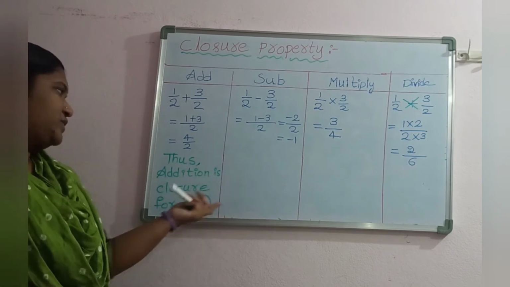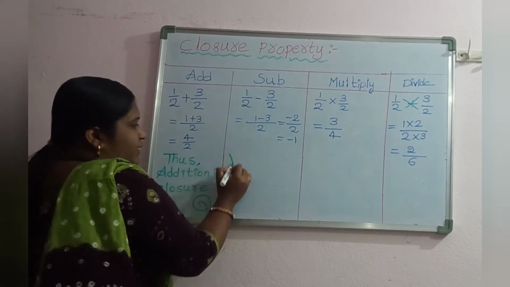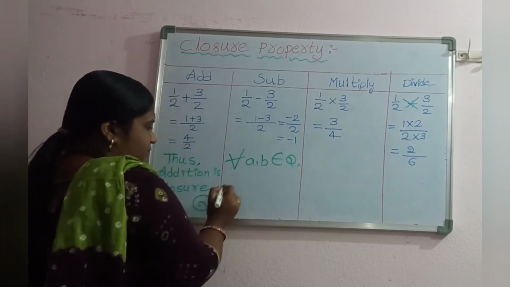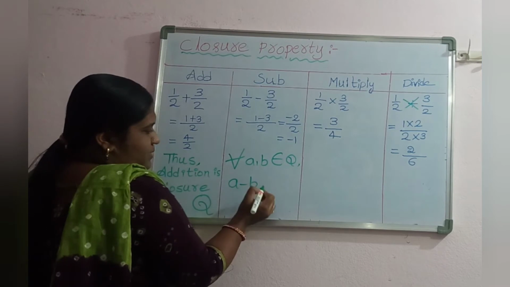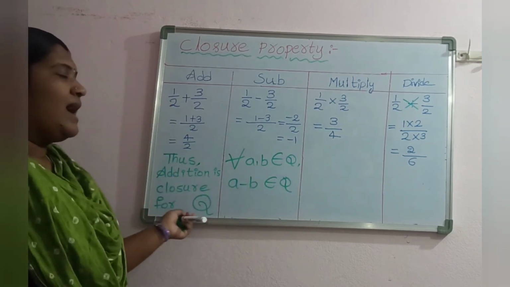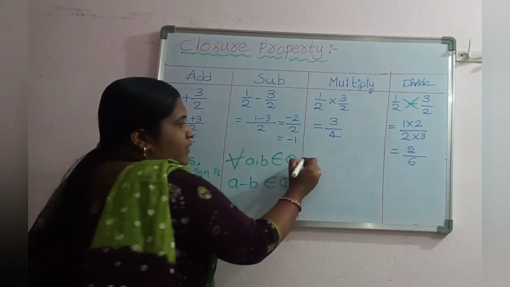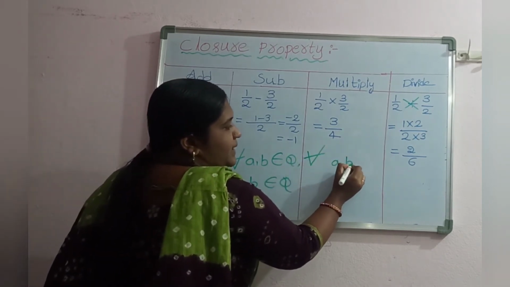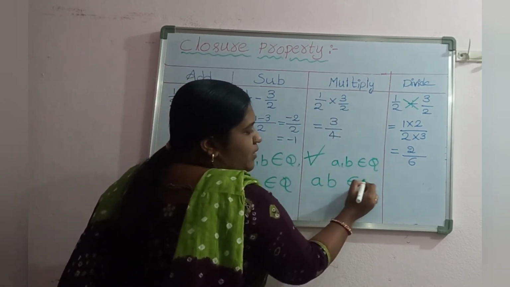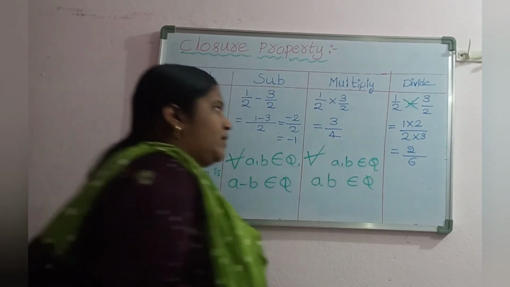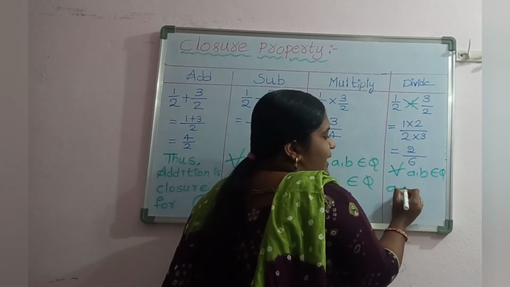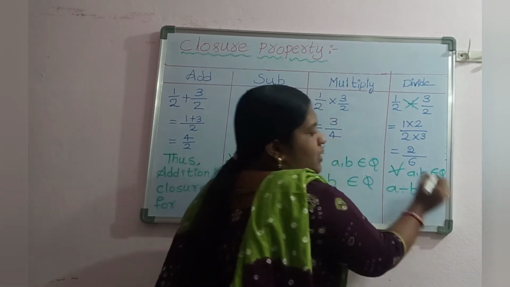So in sign language we can write like this: for all A, B belongs to Q, A minus B also belongs to Q. This is a sentence and this is a sign language. Here, for all A comma B belongs to Q, A into B, AB is also belongs to Q. Here, for all A comma B belongs to Q, A divided by B is also belongs to Q.